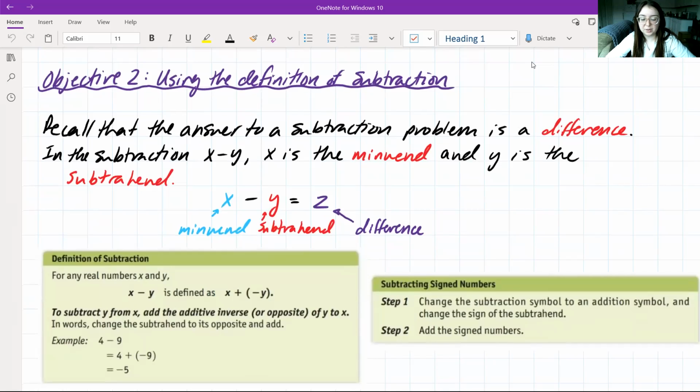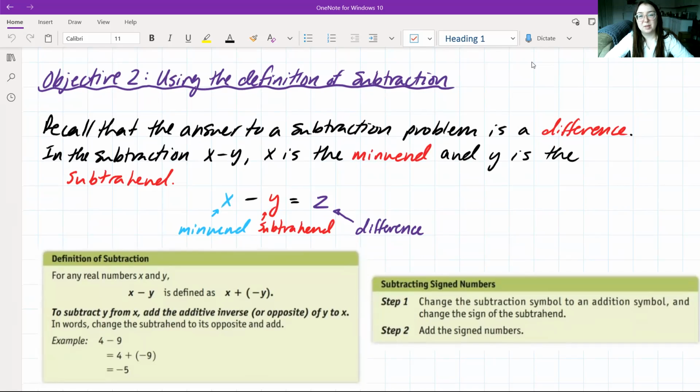So for objective 2, using the definition of subtraction, we want to recall that the answer to a subtraction problem is a difference. So where we say sum for adding numbers together, the answer to subtraction problems is the difference. In the subtraction x minus y, x is called the minuend and y is called the subtrahend. So these are just ways that we label the numbers that we are subtracting in order to get a difference.